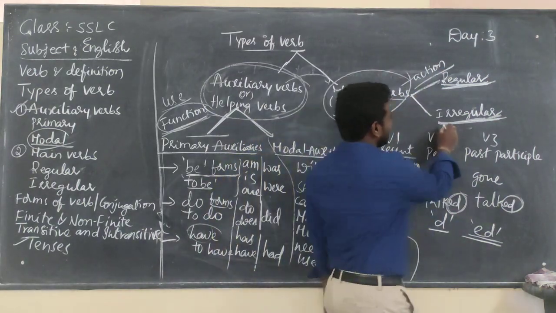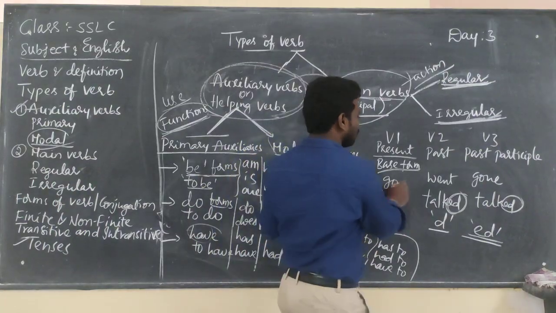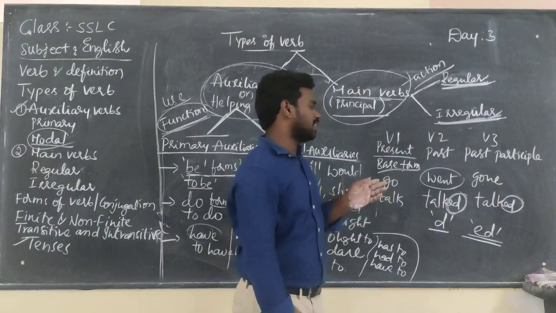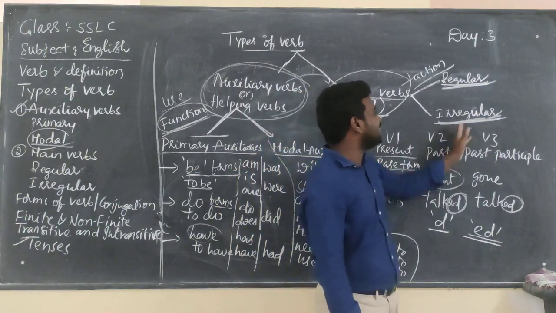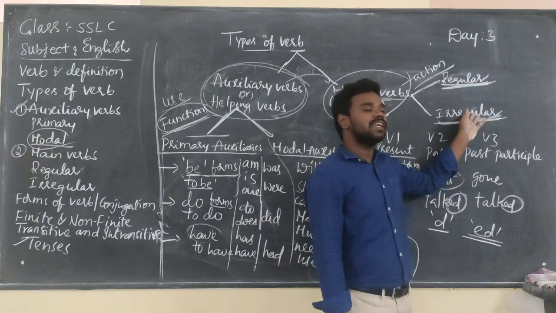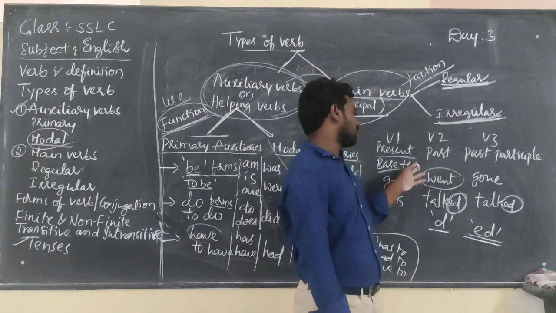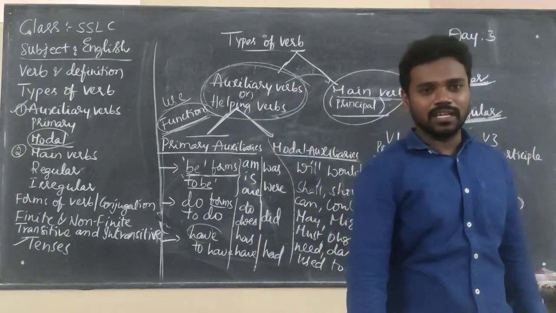Now, irregular verbs. What are irregular verbs? Go, went, gone. They form their past and past participle in a different way. There are no ED or D endings in irregular verbs. Such verbs are called irregular verbs.